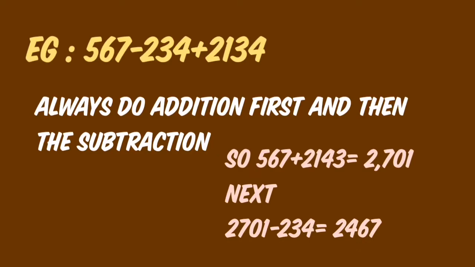Next topic is simplification, means involvement of both addition and subtraction. Let us take an example: 567 plus 234 minus 2134. When a question is given like this, we should always do the addition first, because they are both plus symbols. So what is 567 plus 2143? It is 2701. So next we have to do the subtraction. So 2701 minus 234 is equal to 2467. So always do the addition first and then the subtraction.